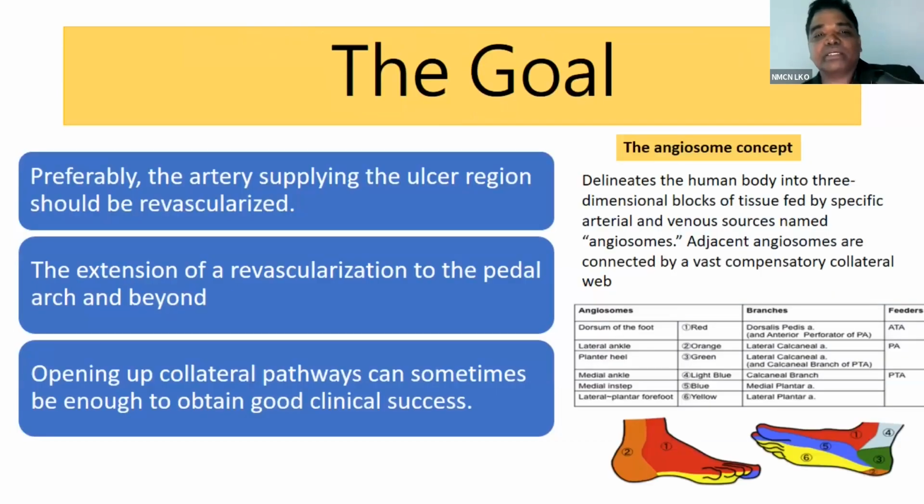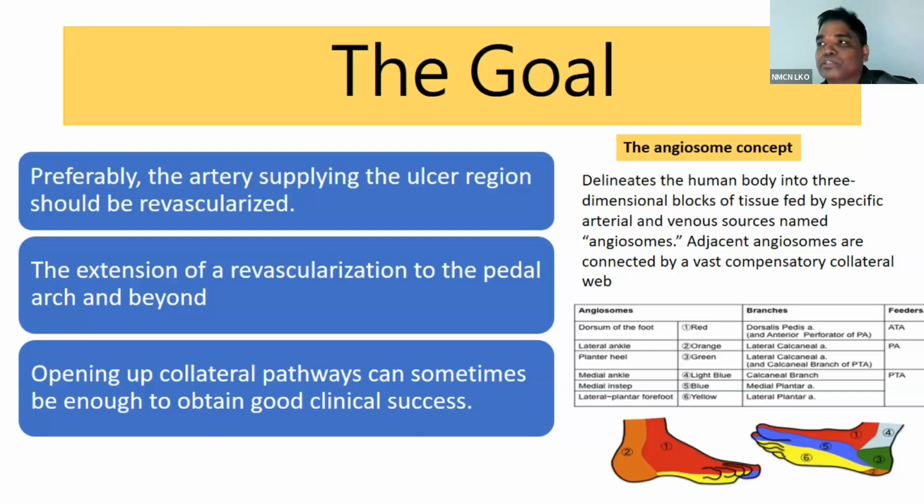The goal of treatment is preferably to recanalize the vessel that is feeding the area of the ulcer. The extension of the revascularization should extend up to the pedal arch and, if possible, beyond. If you're not able to recanalize the vessel that is leading to the ulcer, we can still open up other vessels, and that will provide a collateral pathway. If all vessels are affected below the knee, we should try to open up all vessels. But if it is not possible, try to open up at least one vessel.